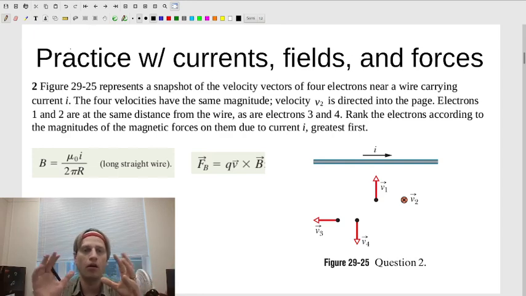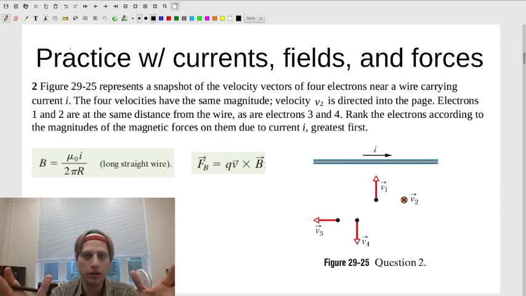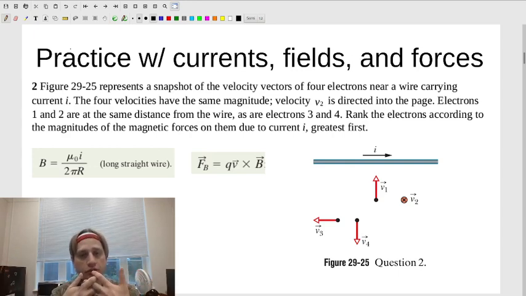Because ultimately the place that we're going with this is that the electric field and the magnetic field are intertwined. A changing electric field can cause a magnetic field, a changing magnetic field can cause an electric field. And that dance is what causes, for instance, the propagation of light. So, okay, let's not get ahead of ourselves. Let's take a look at this problem.